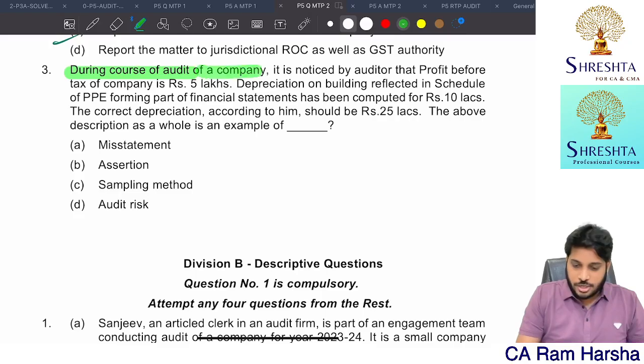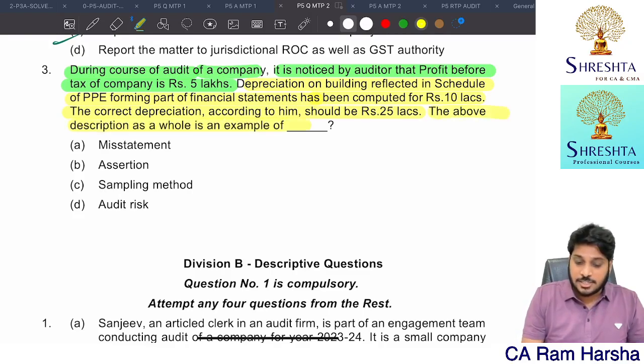During the course of an audit of a company, the auditor notices that profit before tax of the company is 5 lakhs. Depreciation on building reflected in the schedule of PPE forming part of the financial statements has been computed at 10 lakhs. The correct depreciation according to him should be 25 lakhs.